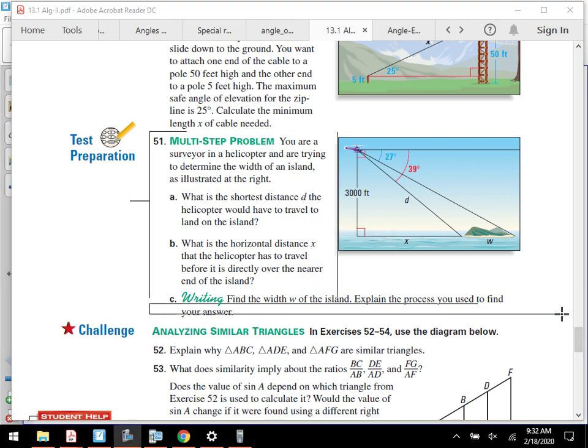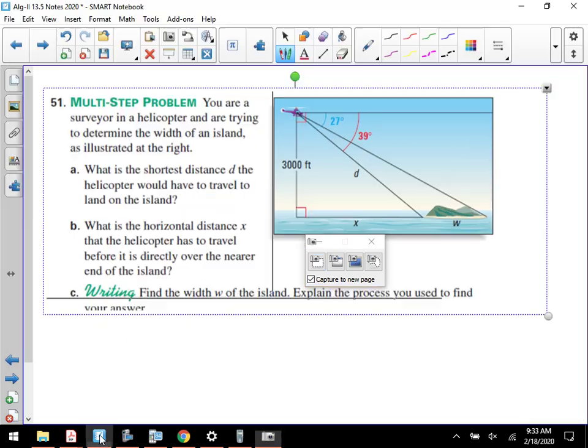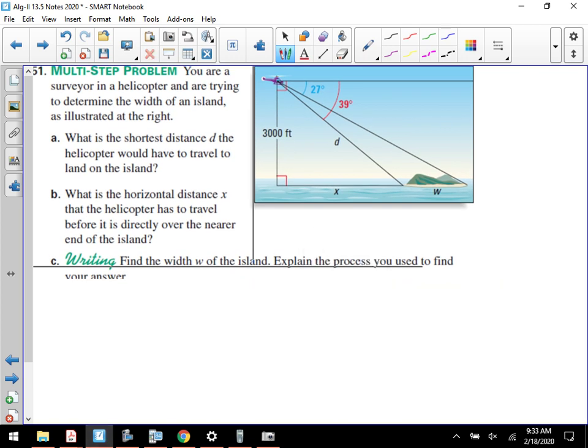That's this whole big giant surveying of the island. Okay. So here's what happens. You are surveying an island because why wouldn't you? Because it's what you do. You're up in a helicopter trying to determine the width of an island, illustrated at the right. You are 3,000 feet up in the air, and you have an angle of depression to the front of the island of 39 degrees. So if your angle of depression is 39 degrees, what's the angle of elevation? 39. So you use that 39 here to figure out this distance.